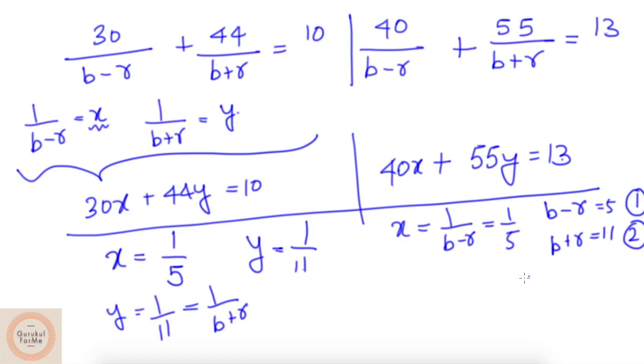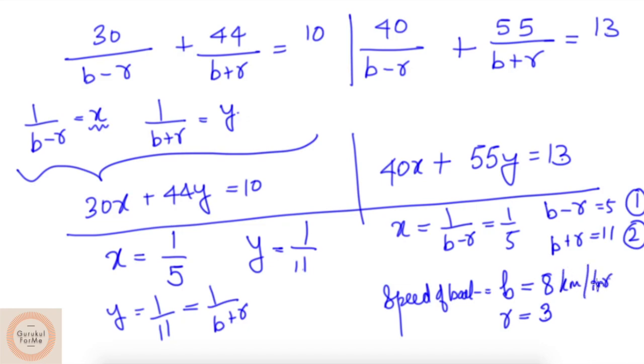Right? Can I solve and get the answer for B here? I can, which is nothing but 8. And can I get R as 3? So which means the speed of the boat is equal to 8 kilometers per hour, and the speed of the river is equal to 3 kilometers per hour.